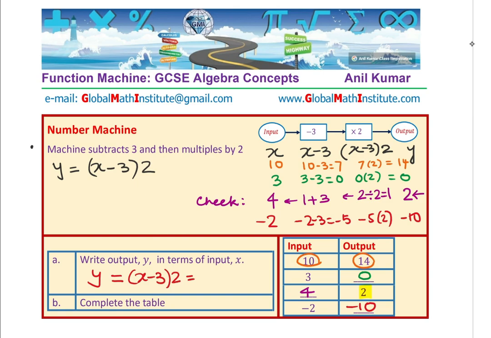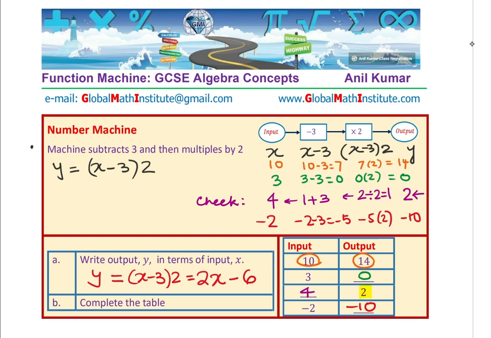Sometimes you can simplify this. Multiplying by 2 and opening the bracket gives us 2x minus 6. So that could also be an expression which you can write for this particular operation. So with that, I hope you have understood how we get output from this machine for the given input, and also how we complete the table to find the inputs for the given output.